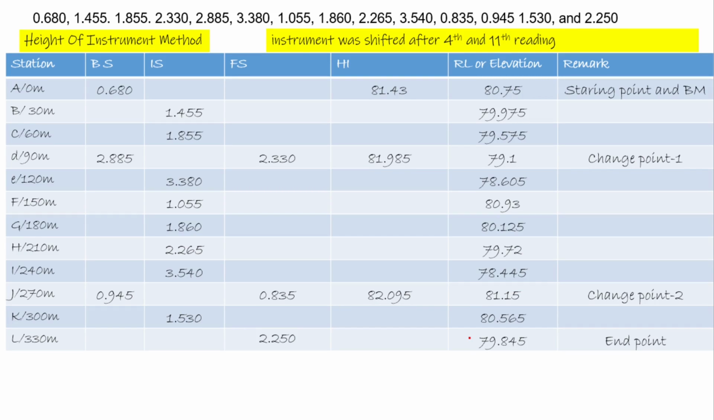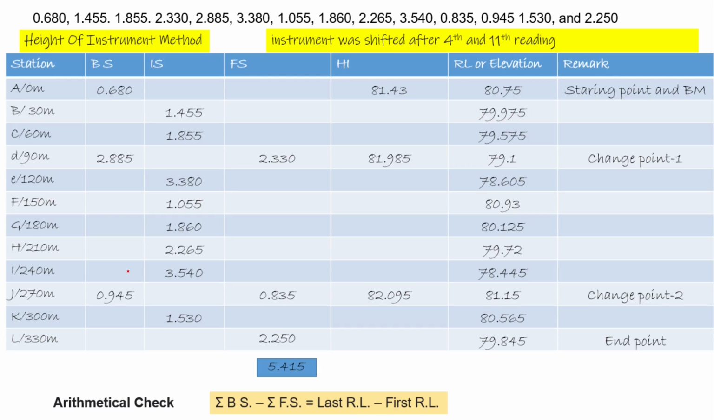Now we have calculated all the RL. Now we have to apply one arithmetic check for this problem. So arithmetic check is there. It is the summation of backsight minus the summation of foresight, and it is equal to last RL minus first RL. So we will calculate the summation of backsight and foresight.